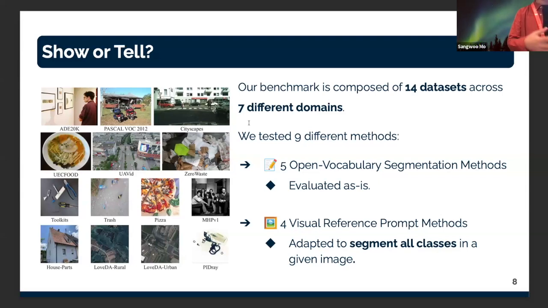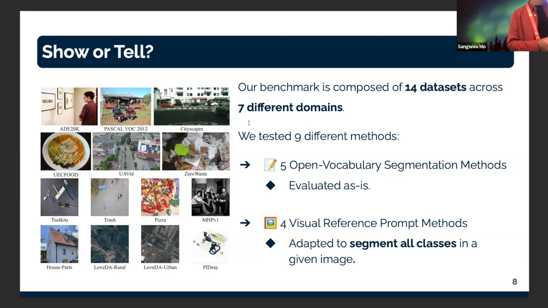To test, in our benchmark, we tested 9 different methods. So we tested 5 open vocabulary semantic segmentation methods from the latest SOTA performance. And then we also tested 4 visual reference prompt methods that have been adapted in order to produce a segmentation for all the classes in an image, because very often these methods are used in a binary segmentation way.